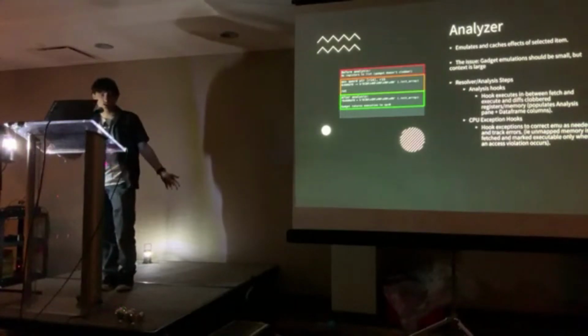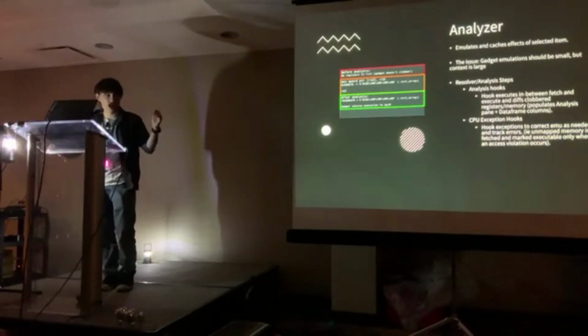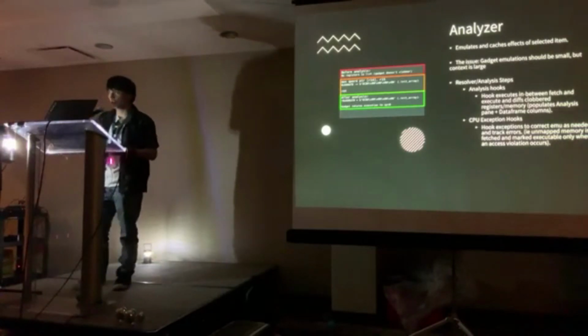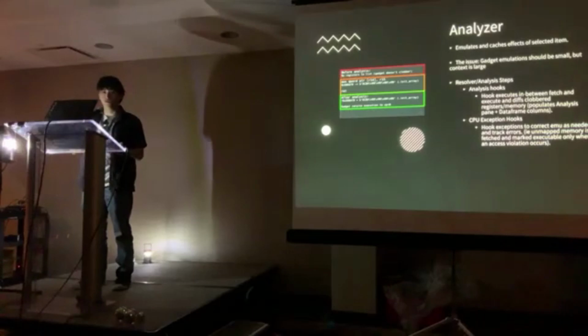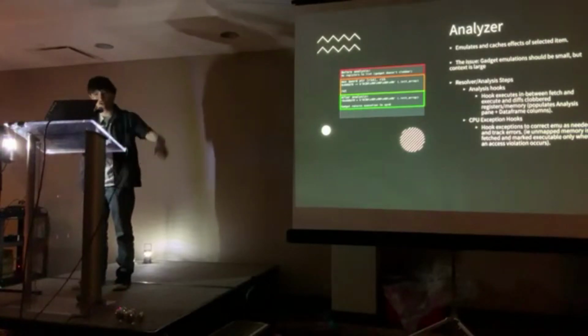The algorithm I'm about to show you is pretty simple, utilizing Unicorn hooks to recursively call into itself. I find it pretty fast as well, and I think it's pretty cool because the end result is every gadget has a different emulation of a different size, different memory mappings, but they're all the absolute smallest they can be while still being accurate. The resolver and analysis steps, so these are the two hooks we're using.